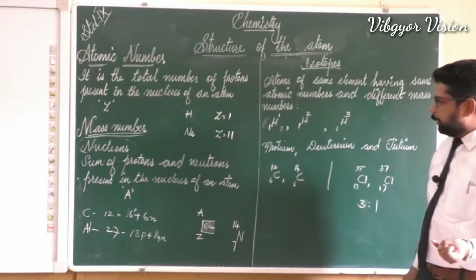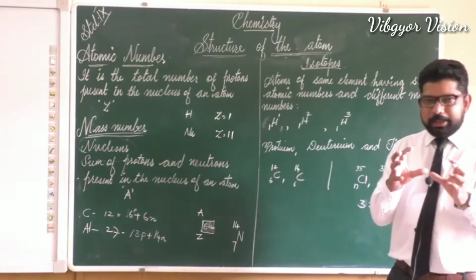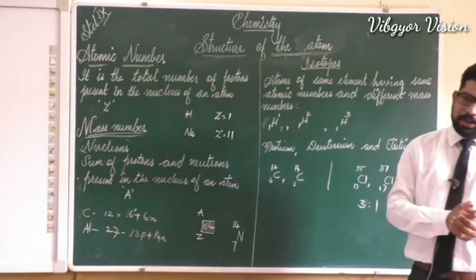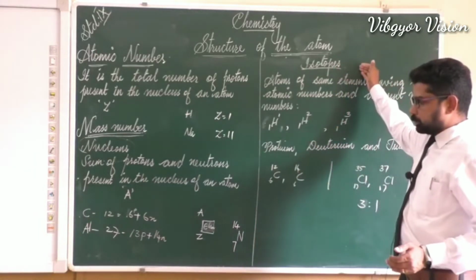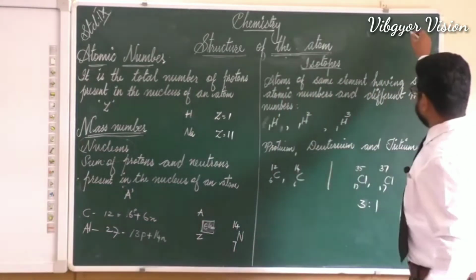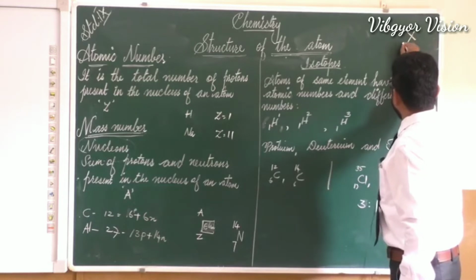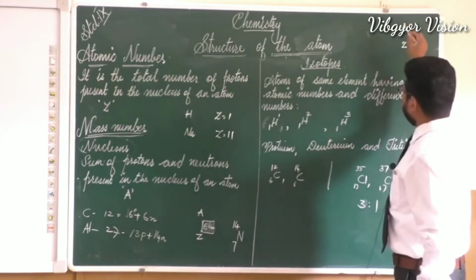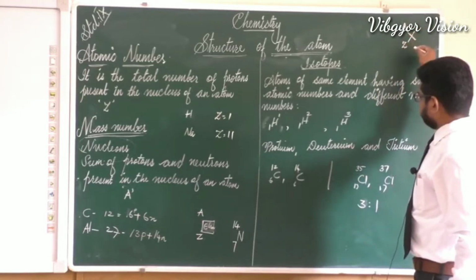We know what is atomic number and we know what is mass number. So there are some atoms whose atomic numbers are the same but mass numbers are different. Such a group of atoms are known as isotopes. One more thing: the atomic number and mass number of an element. For example, if X is an element, we write the atomic number here, and on the left top the mass number. This is the mass number, this is the atomic number.